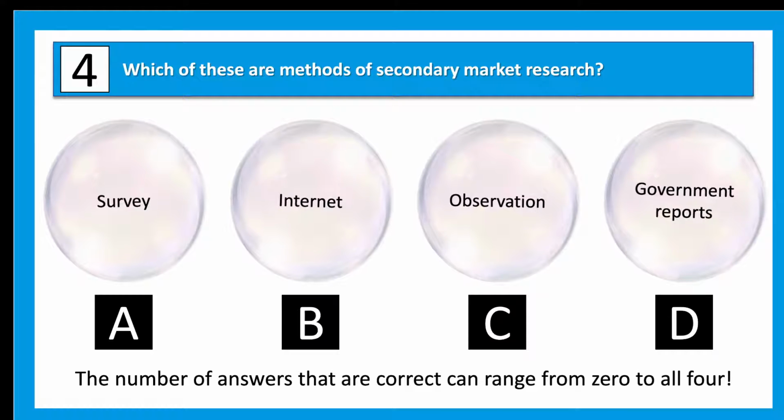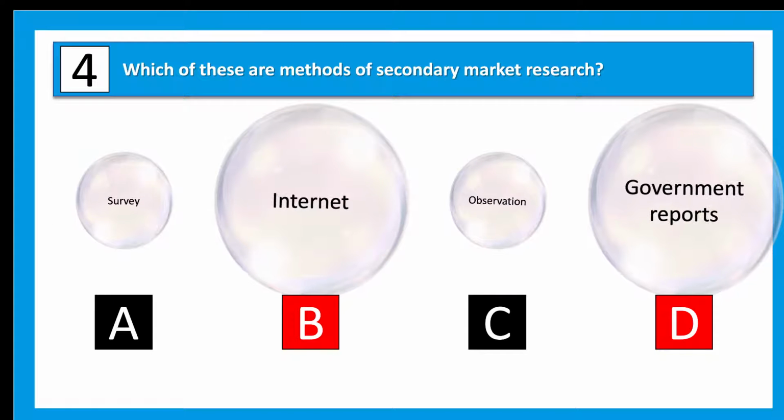Which of these are methods of secondary market research? Remembering, of course, that secondary market research is research that already exists, as opposed to primary, which is done firsthand. Correct answer here is, again, that 2 of them are correct. This time B and D. The internet and government reports are both examples of secondary market research. Surveys and observation are primary market research done firsthand.